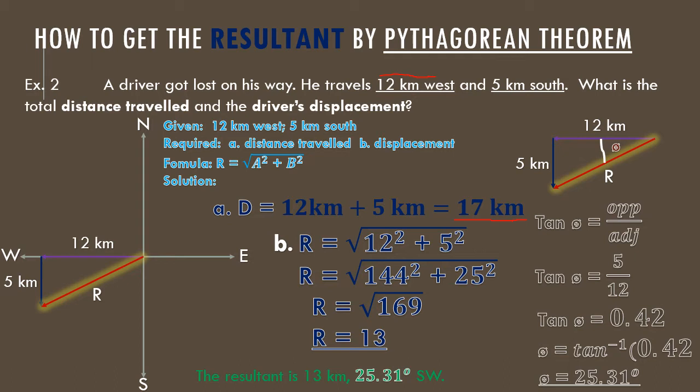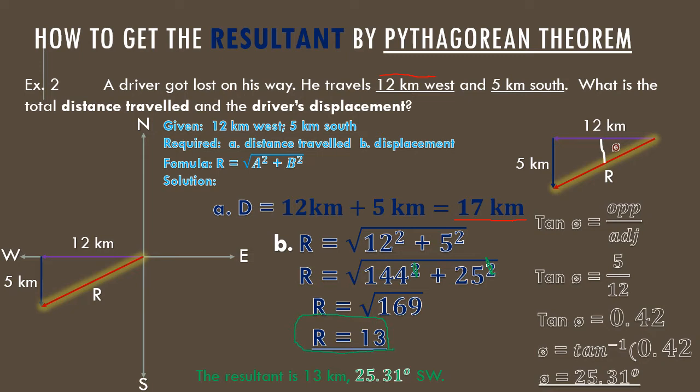So sa displacement naman, R is equal to 12 squared plus 5 squared. So, wait lang, may mali pala dito. Sorry, wala na itong squared. Hindi ko natanggal. Wala na itong squared kasi tapos na-squared na natin. So, i-add nyo lang. So, square root of 169 or 13.